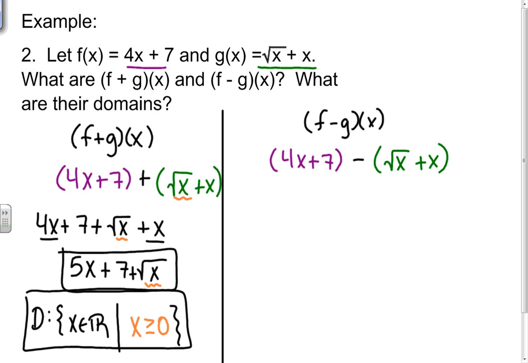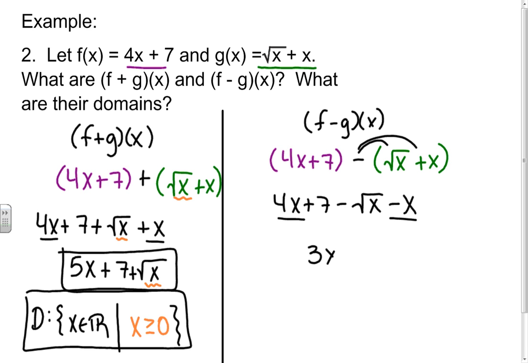I'm going to distribute that negative sign. I get 4x plus 7 minus the square root of x minus x, because I distribute that negative. Combining like terms, 4x minus x is 3x, and then recopy the plus 7 minus root x.